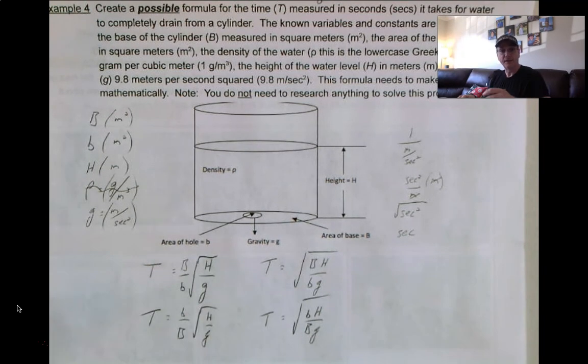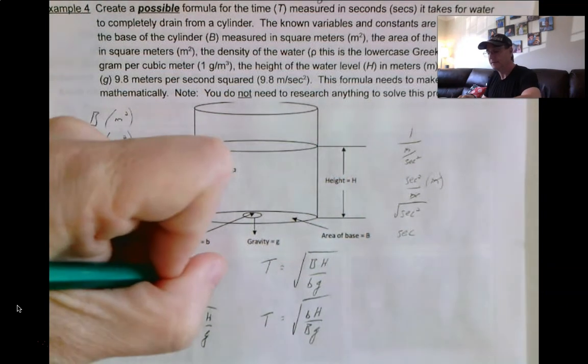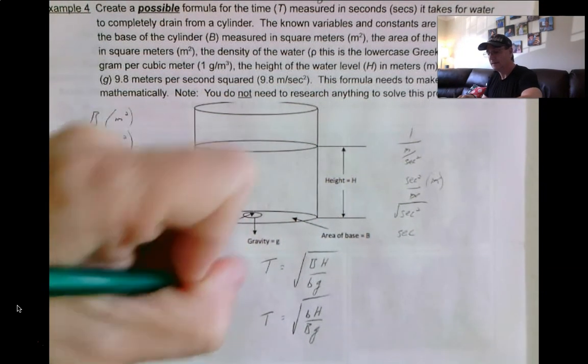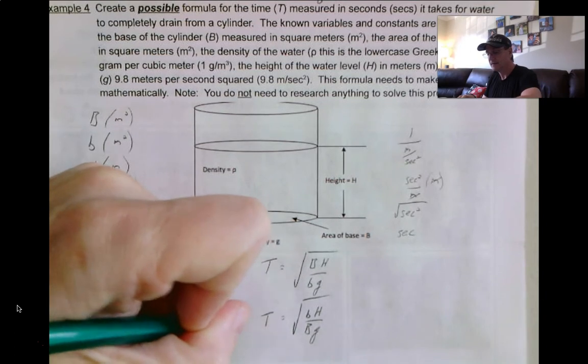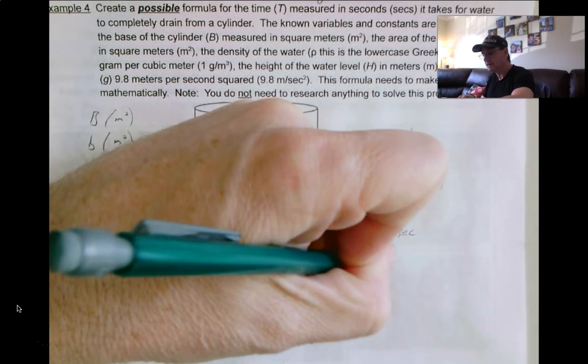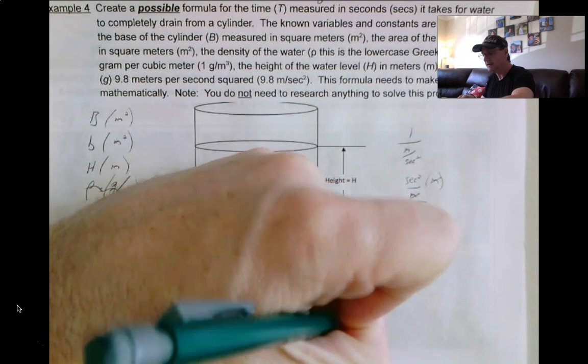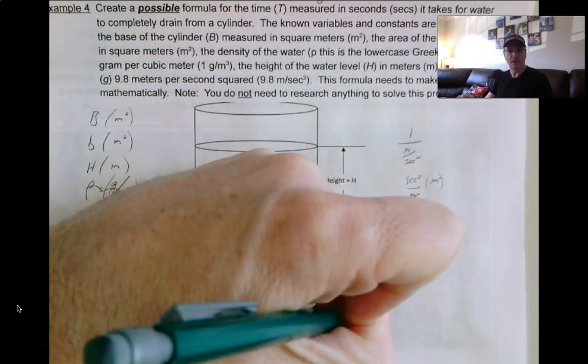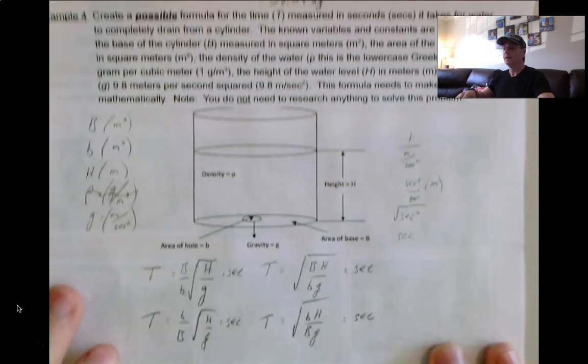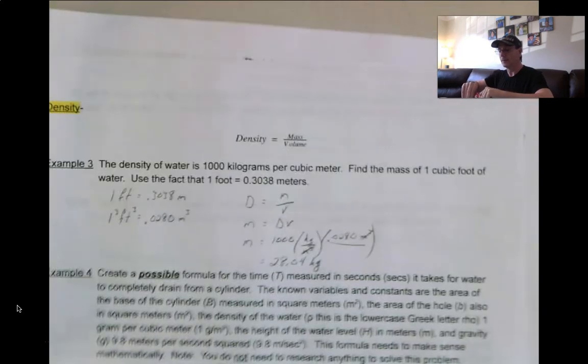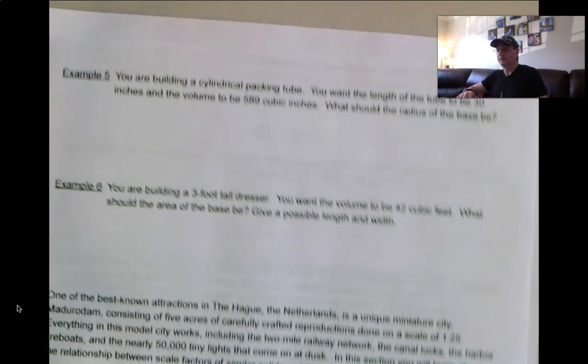But these are the possible choices because this gives us seconds, this gives us seconds, this gives us seconds, and this gives us seconds. And that's all we wanted to find. So that's example 4. Example 5.